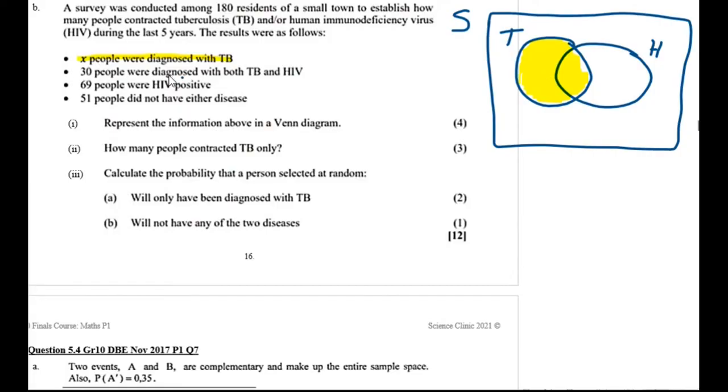Then it says 30 people were diagnosed with both TB and HIV. So TB and HIV, that is the middle section. That is my 30 people. So now I've used that piece of information. I'm ticking it off so I don't get confused, but I can go back to my highlighted thing. That whole highlighted circle had to be X.